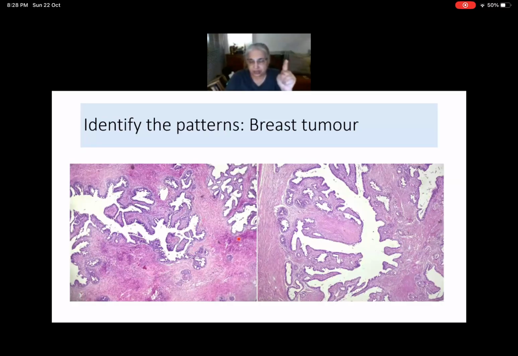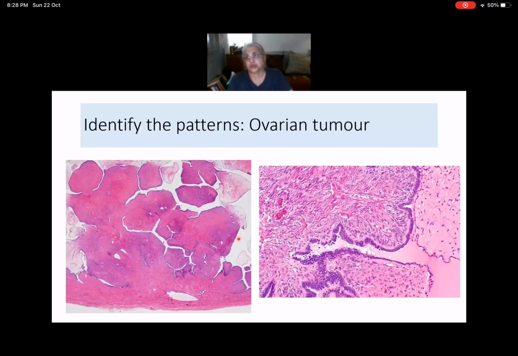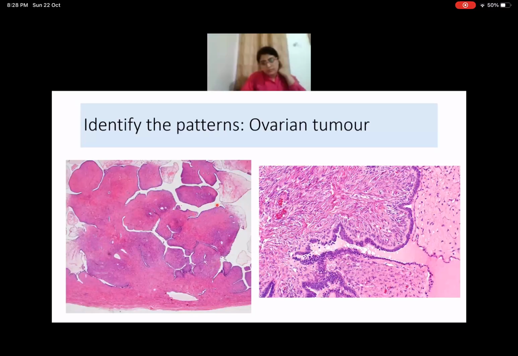Actually, it is a large duct that is branching. It's branching so much, okay, that you see that the stroma seems to project into this, giving it a pseudopapillary pattern. Absolutely right. And this is a Phyllodes tumor of the breast. So a Phyllodes tumor is a pseudopapillary tumor when you see it like this. Excellent. Very good. What about this?